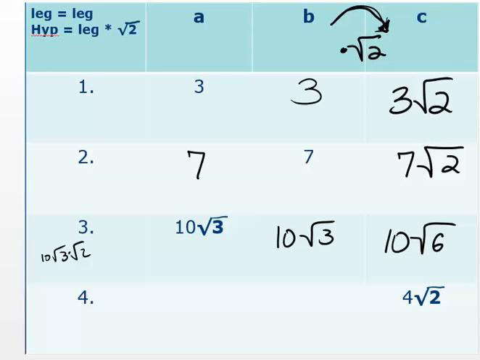Number 4, we're going to go backwards now. So if I had the length of a leg, I would multiply by rad 2 to get the hypotenuse. Therefore, if I start with the hypotenuse and I need to come back and find the length of a leg, I'm going to divide by rad 2. So we're going to take 4 rad 2 divided by rad 2, and those radicals cancel. So we get 4. Since the legs are congruent, A is also 4.